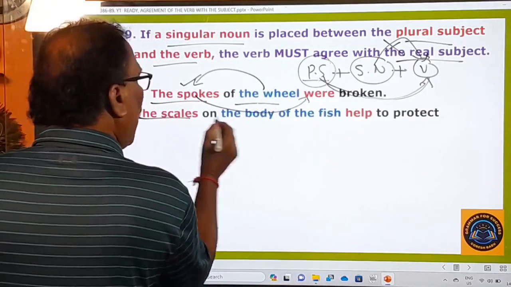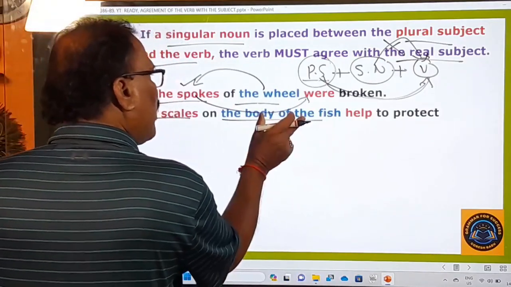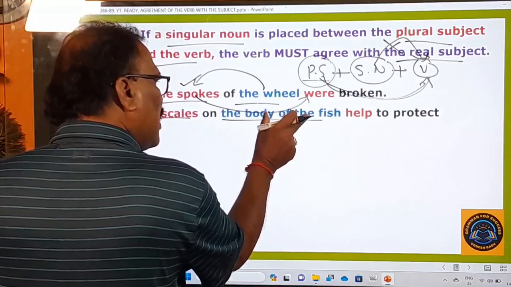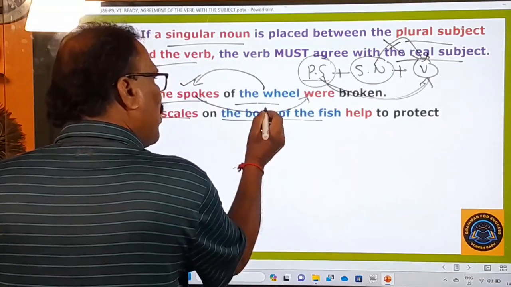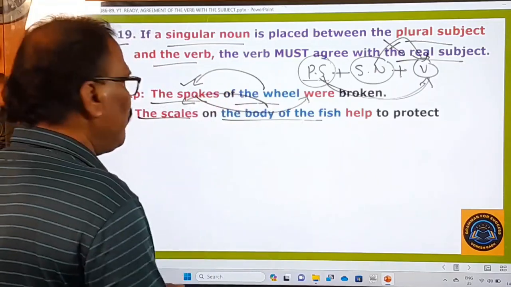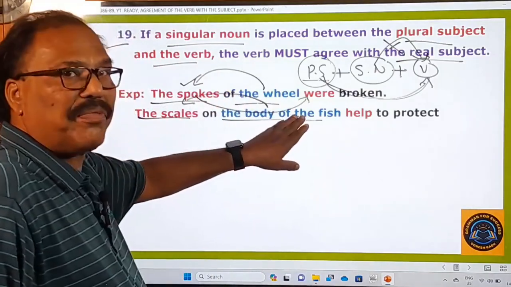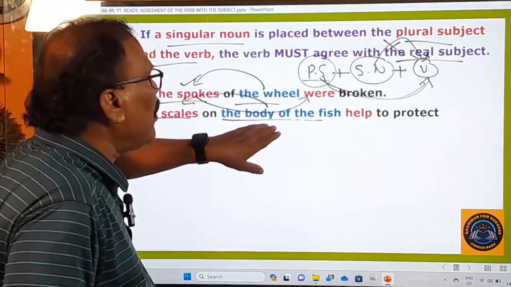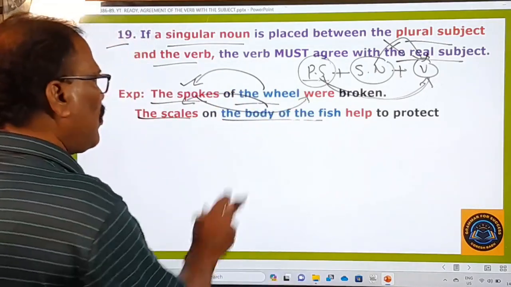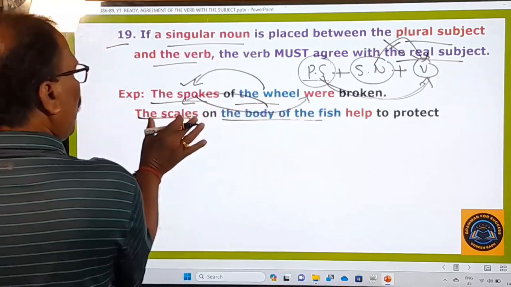The scales on the body of the fish. So the body of the fish is a singular phrase. But you are not talking about the body of the fish, but you are talking about the scales. The scales of the body of the fish. That means the scales belonging to the body of the fish. That is the meaning. So you are not talking about the body of the fish, but you are talking about the scales.